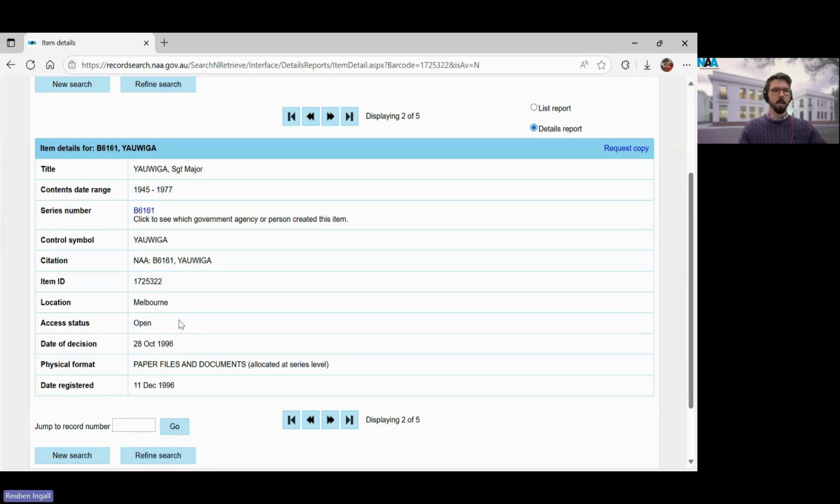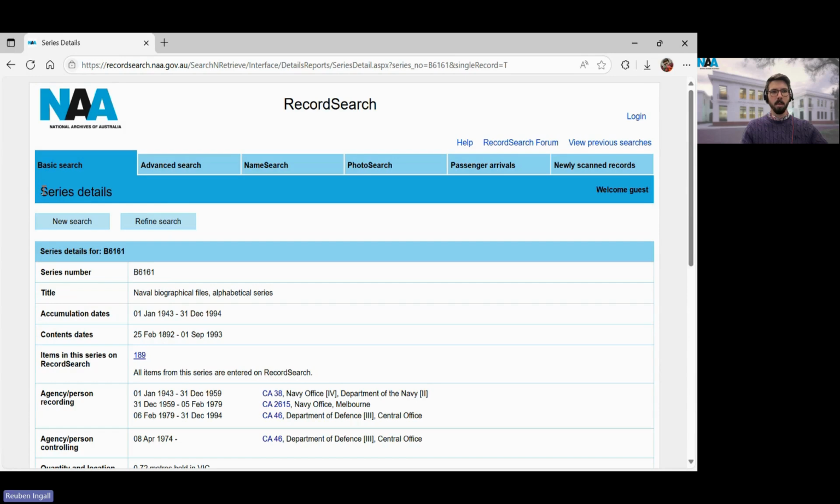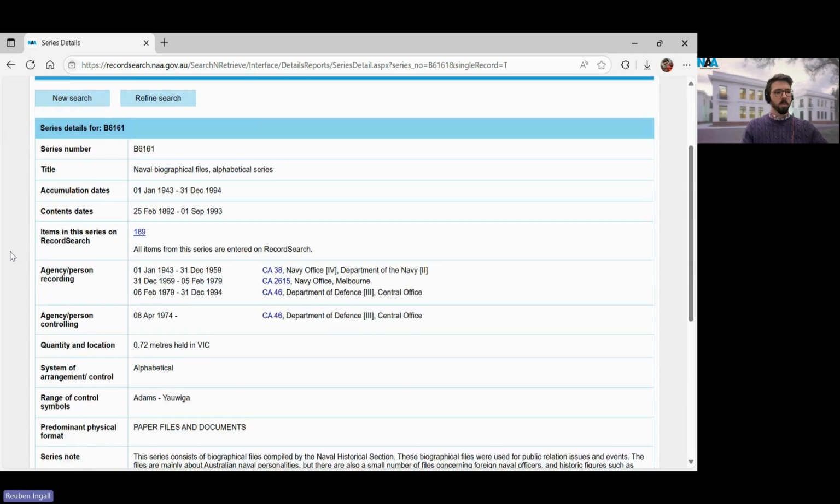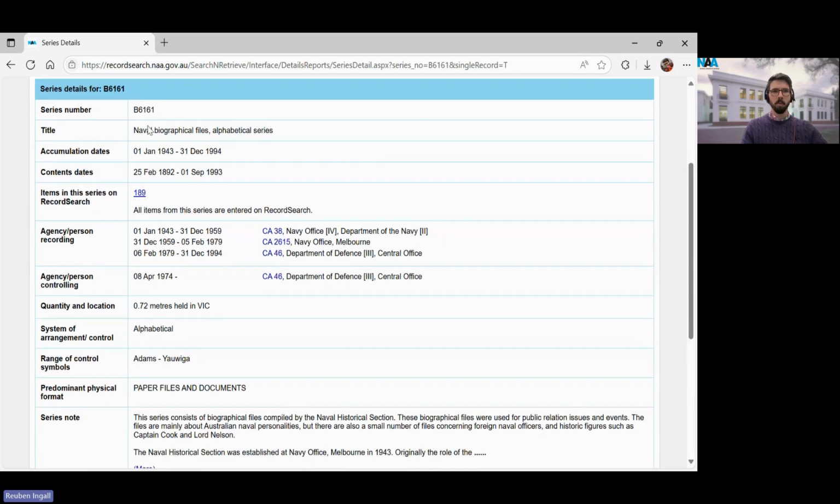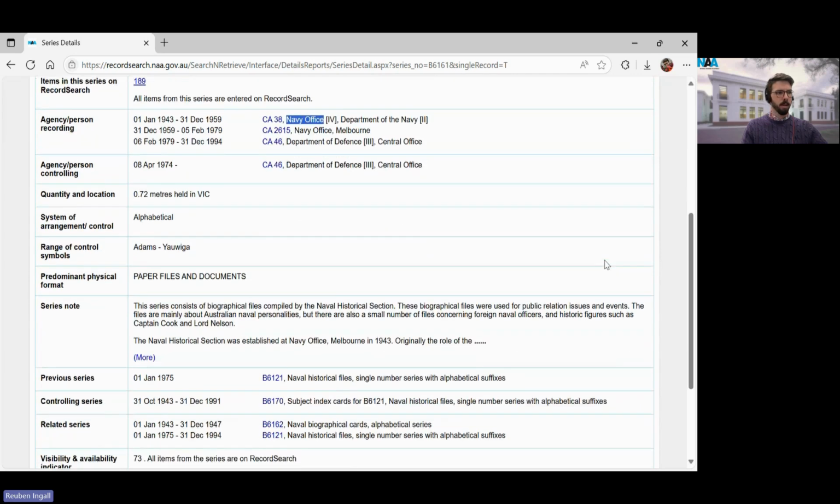Records often have simple titles, such as a person's name, or a very short description of the item, and you really need the context of the series and the recording agency to know what you're really looking at. So we can click the series number here and end up at the series details page. And so we see that this record is from a series called Naval Biographical Files, and it was created by the Navy Office, now under Department of Defence.